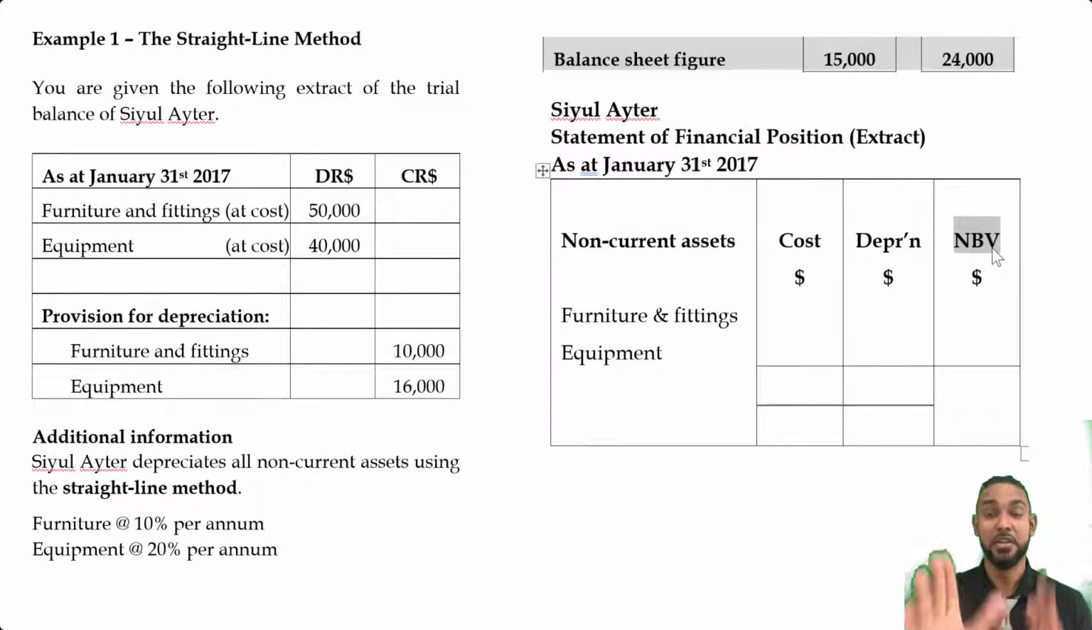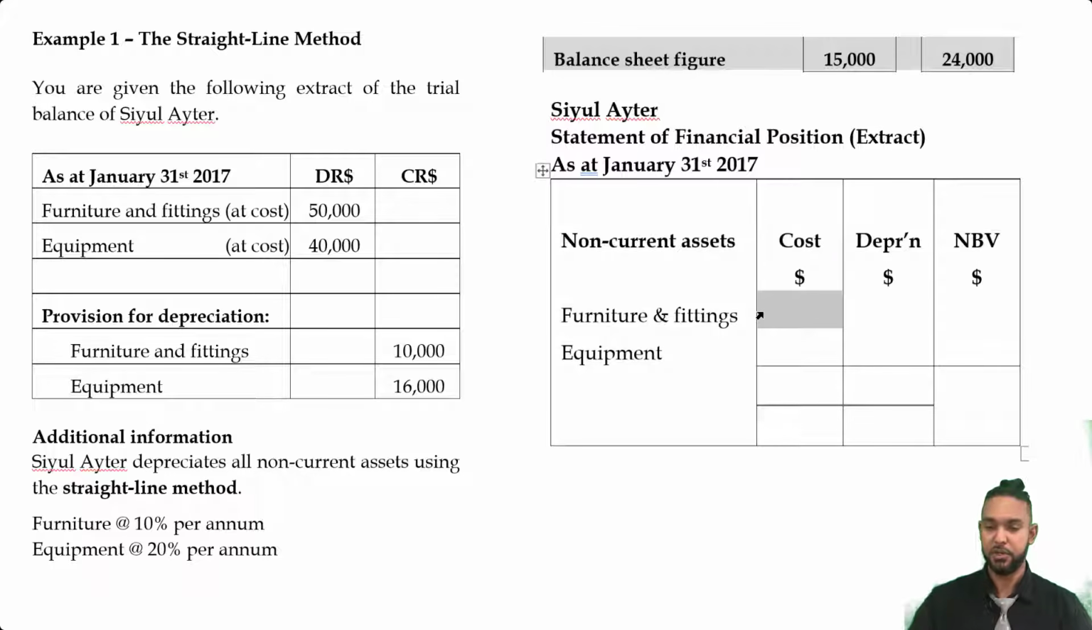It is literally the value of the asset in the accounting books, the accounting records. It's called the book value, the value of the asset on the books. That's it. Don't overthink it. That's just what it is. Okay? Now, how do we get net book value? Cost minus depreciation is net book value.